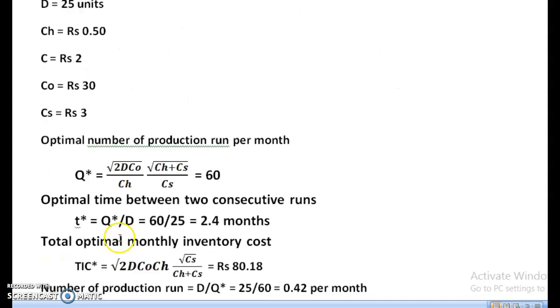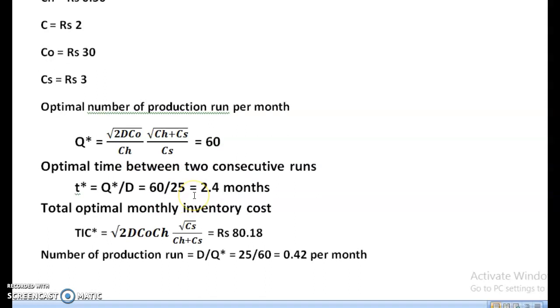First, we have to find the optimal production quantity, Q optimal, is equal to square root of 2DCO divided by CH into square root of CH plus CS divided by CS. Then we substitute all values from the items listed above, and we get the value 60 units. Next is the optimal time between two consecutive runs, called T optimal. Using the equation Q optimal divided by D, we get 2.4 months.